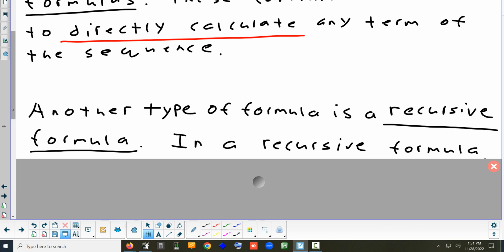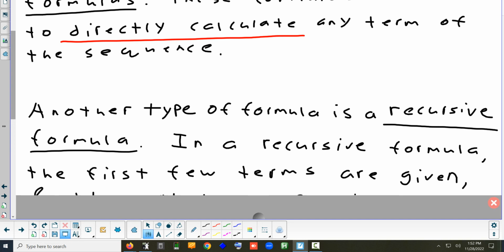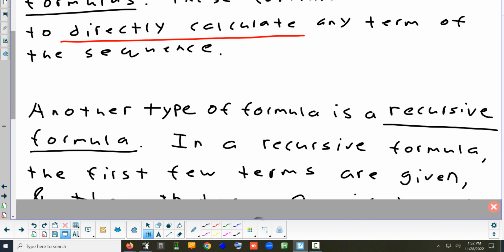Because if I gave you a recursive formula and said find the 5,000th term, you would have to find every single one before that one to get to that one. Not only does it take longer, the chance of making a mistake doing that is pretty high. Maybe recursive is okay if you only had to find like 3 or 4 of them, but if you've got to do thousands of them, a recursive formula is not the way to go.